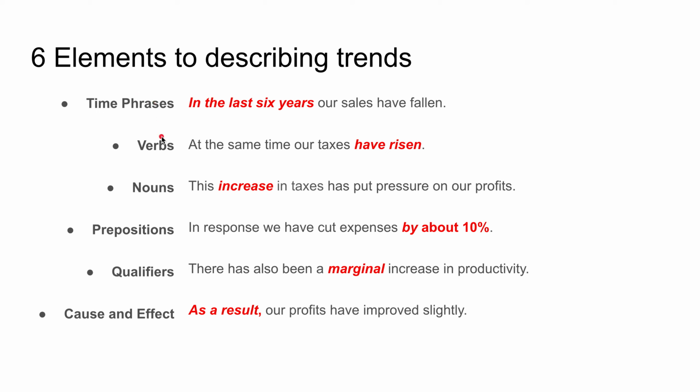We can also use verbs to describe the change of the trend in the chart. At the same time, our taxes have risen. Have risen is the verb describing the change in the trend. We can also use nouns to describe the change. For example, this increase in taxes has put pressure on our profits. Here, this increase is the noun describing the trend.